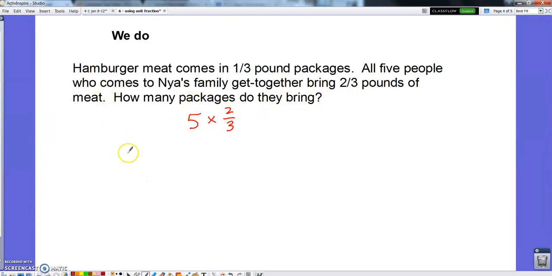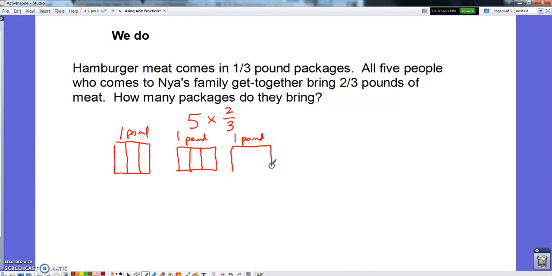So if I'm going to draw that, this is a pound, and I'm going to divide it into thirds, and this is a pound. And 1 pound. And again, I don't really know how many I need. Maybe I'll just draw 4. If I don't use them, it's okay.